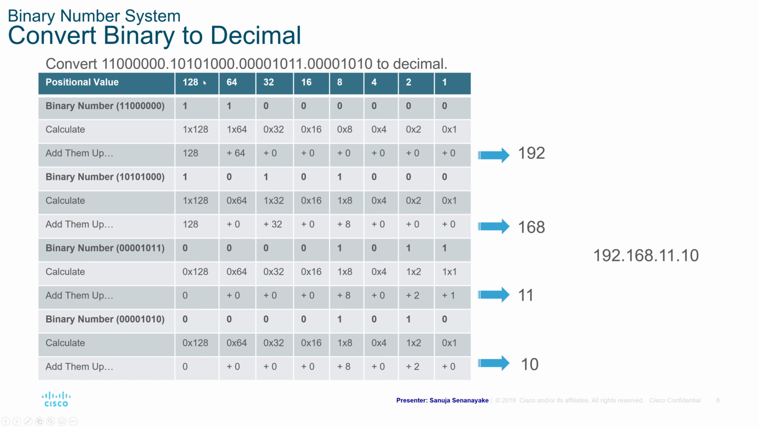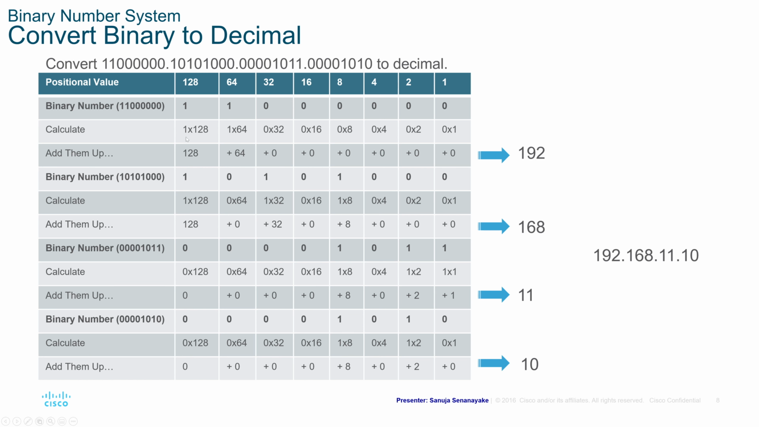So this binary value, which is understood by our end devices, intermediary devices, networking devices and computer systems, can be converted into 192.168.11.10. So we have those 4 octets obtained from that binary value.